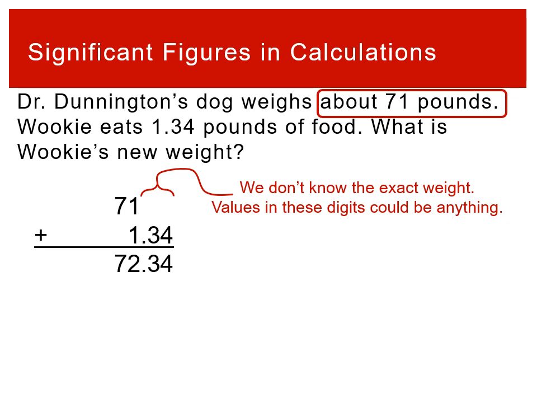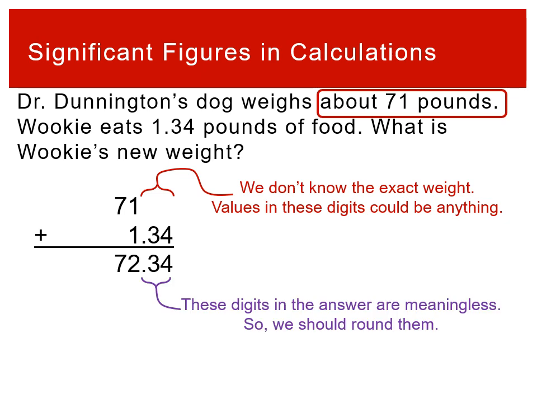The thing is, he weighs about 71 pounds. Try getting him on the scale. There are digits after there. We just don't know what they are. They could be anything, any sort of value between 0 and 9. And I just don't know what they are. What that means is that the 3, 4 in my answer is meaningless, right? It could be anything. So we should just round them out. And so I should get 72 as my rounded answer.